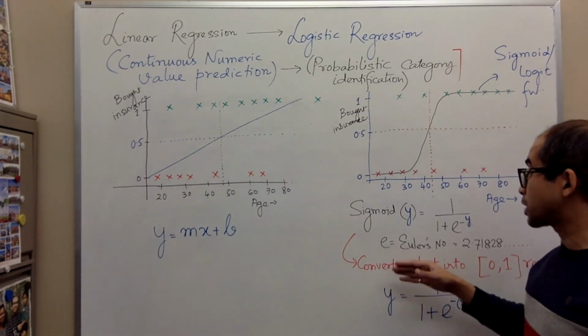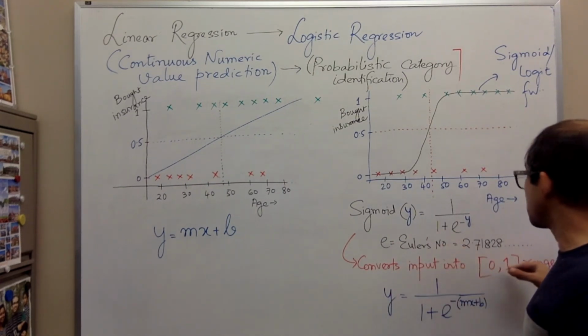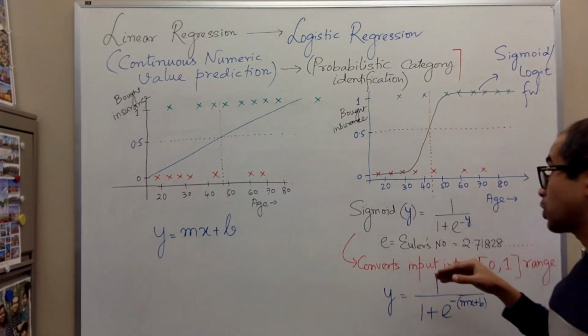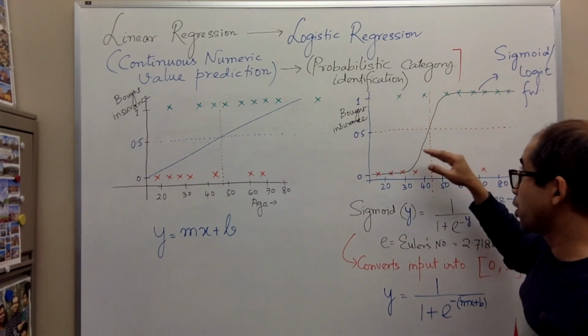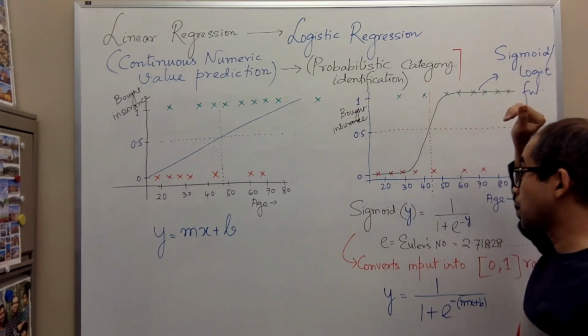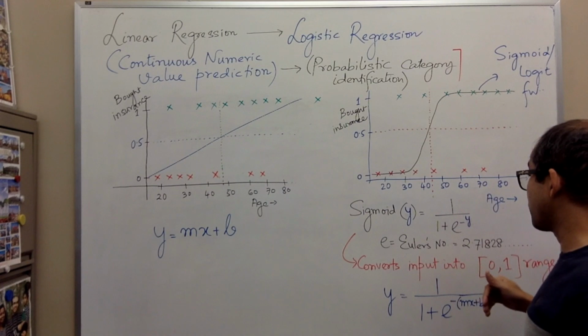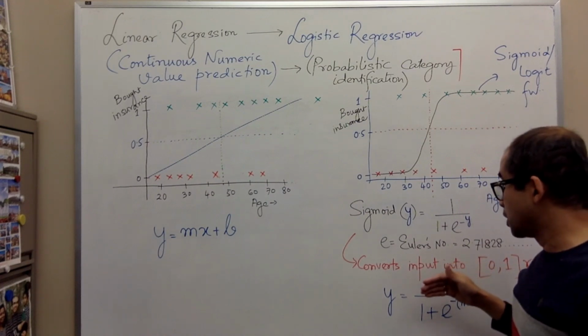So what does it do? It actually converts an input into 0 and 1. If something is above 0.5, then it will identify it as 1. If it's something below 0.5, it will identify it as 0.